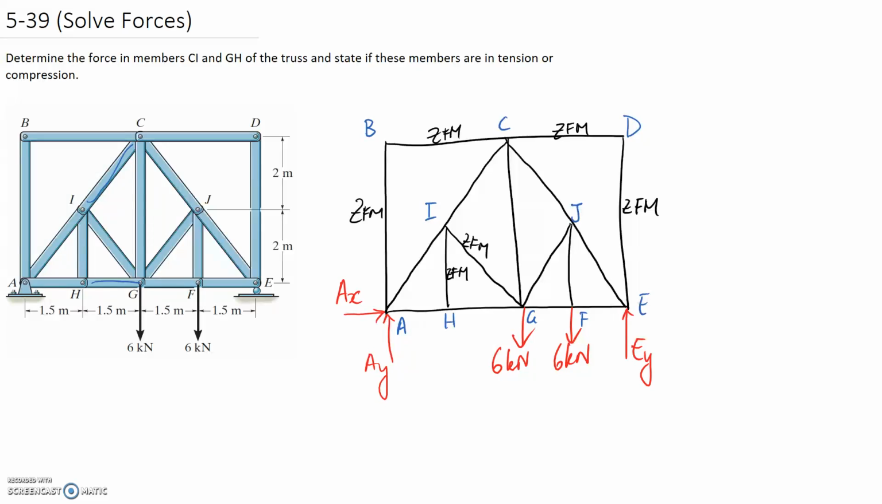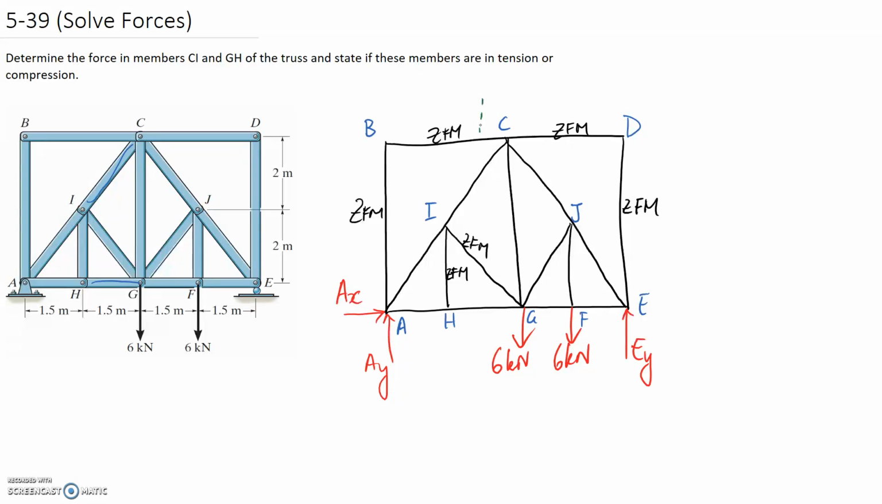Now for this we're going to need to take a cut through our structure, and this cut's going to need to separate the truss into two different parts, and we can't cut through any more than 3 unknown members, otherwise it's indeterminate and we cannot solve. So I'm going to obviously want to try and cut through the ones I need to find the force in. So we're going to try and cut through CI here and also through GH. So I can kind of map it out.